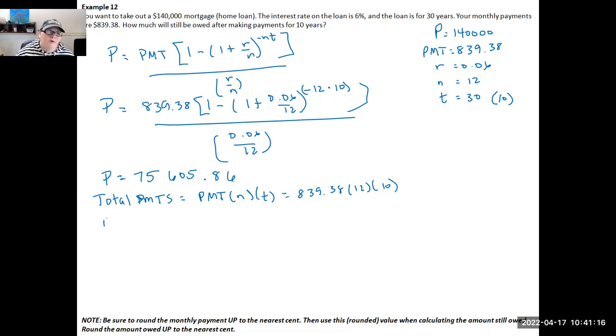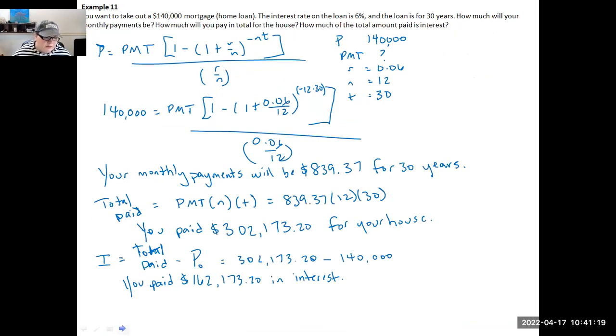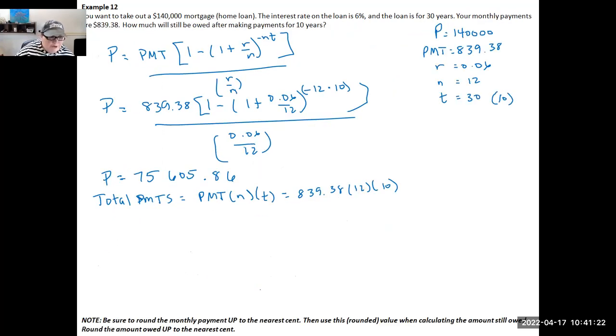So the total payments made, oh, stinker. Hold on. Total payments is equal to $100,725.60. That's the total payments made on the loan for the first 10 years, right? So to find out what the total interest was, or the total principal is, we need to find the difference between the two. So we have to take that 100,000.